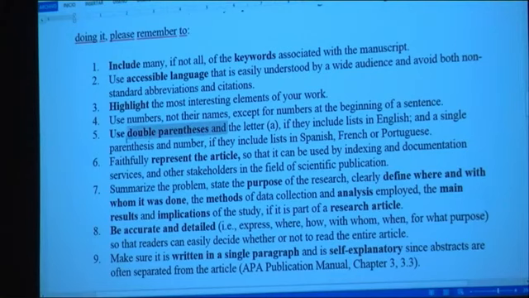In this case, they ask: use double parentheses, faithfully represent the article, so the short abstract is going to represent, as a minimum independent piece, the full article that you are going to display. State the purpose of the research, define where and with whom it was done, so the WH questions: who, when, why, what for, what results, and so on. Define the methods of data collection, the analysis, the main results and the implications of the study if available. Be accurate and detailed. Make sure it is written in a single paragraph, self-explanatory, so independent, as we said.